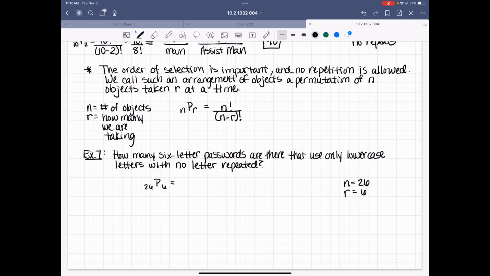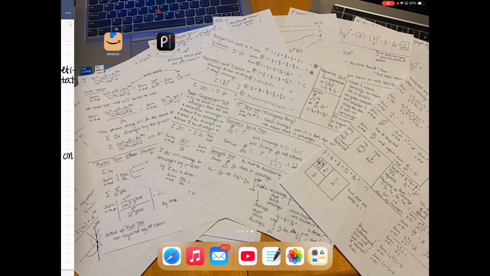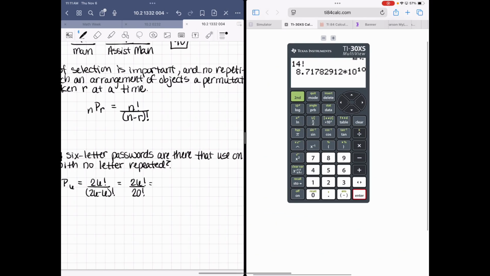P6. The P stands for permutation. This is a permutation. I have 26 letters. I am choosing 6 of them. I want to know how many different passwords there are. Okay? So I've got 26 factorial over 26 minus 6 factorial, which equals 26 factorial over 20 factorial. You can put that in your calculator. And if we go over here and we put that in our calculator, and I'm betting it won't pop for you. Nope, it didn't.